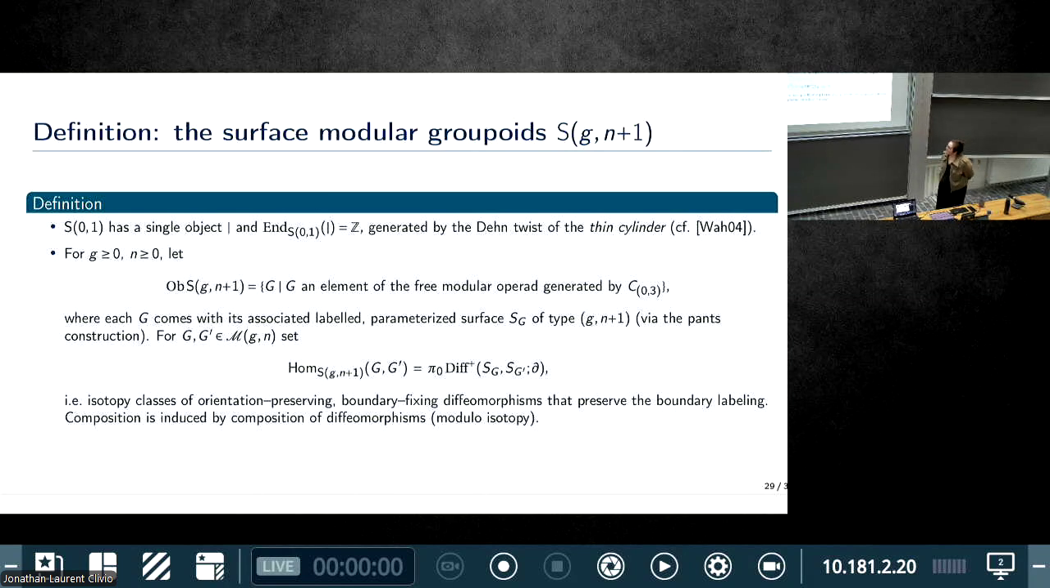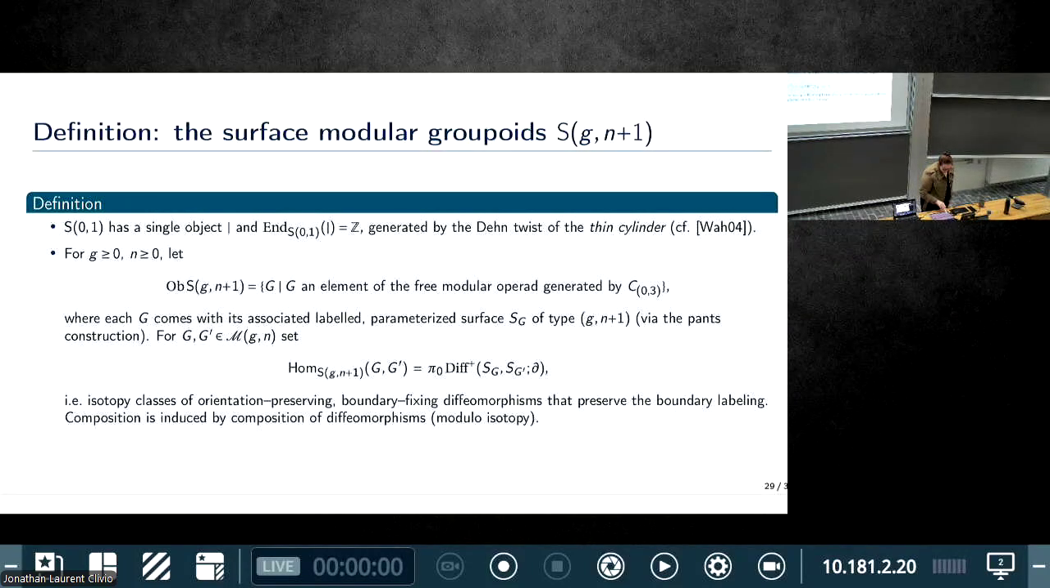Okay, so here's my object. I'm going to define a family of groupoids. So S_{0,1}, which is basically the cylinder, is just going to have a single object, which is my edge. And the morphisms are isomorphic to Z. This is a copy of the Dehn twist around the thin cylinder. It's taken from a paper of Nathan's.